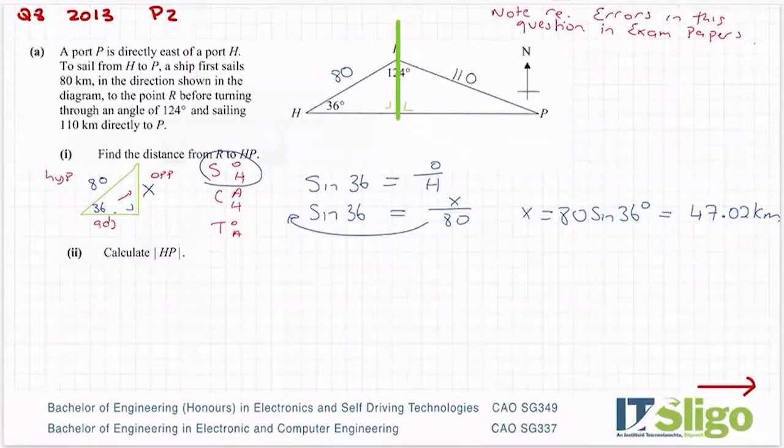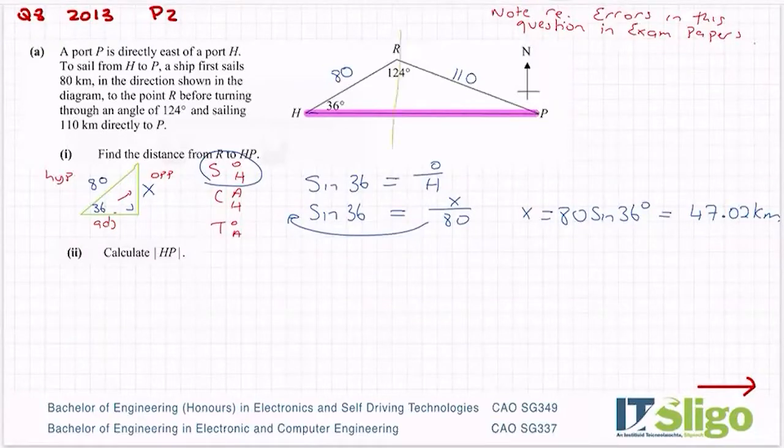Okay, part 2 then, calculate HP, which runs along the bottom. So let me get rid of the perpendicular line I put in. So HP runs along the bottom. That's a bit thick. Okay, so again, you have a couple of ways you could do it. I could have left in the perpendicular line, okay?